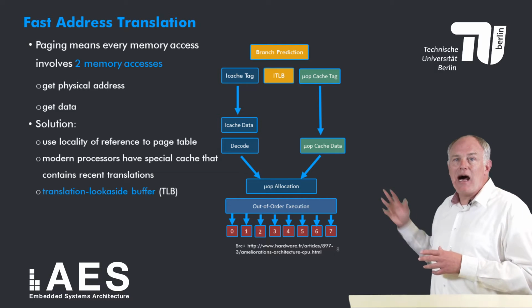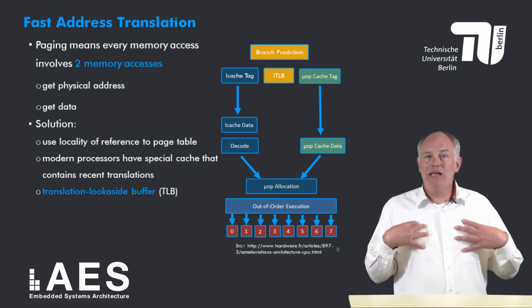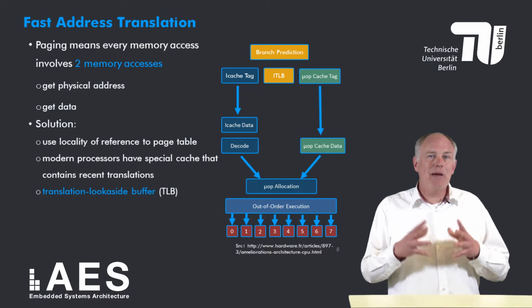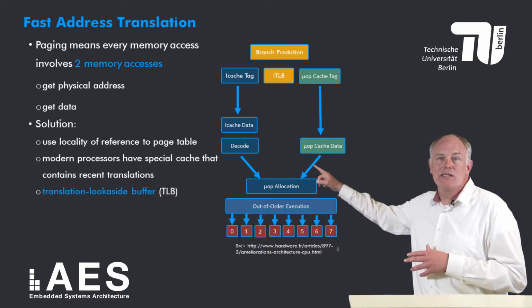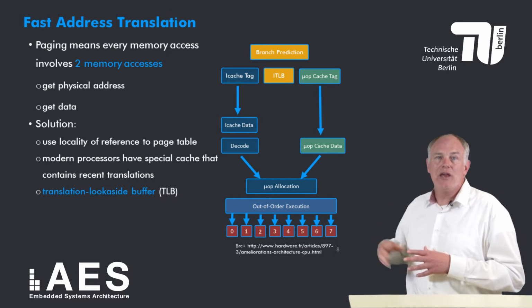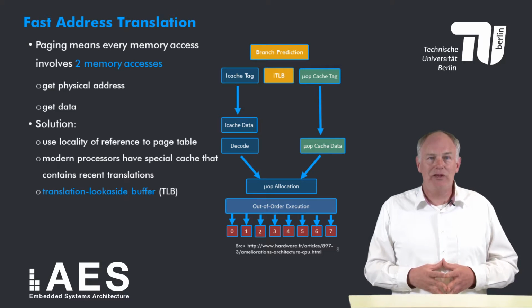This figure shows a high-level block diagram of an Intel processor. In my opinion, it doesn't show a lot, but what can be seen is that it has an instruction translation lookaside buffer, ITLB, the yellow block immediately under the orange block labeled branch prediction at the top.